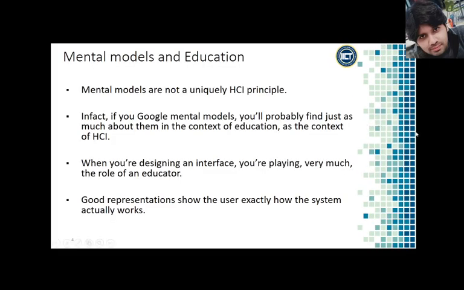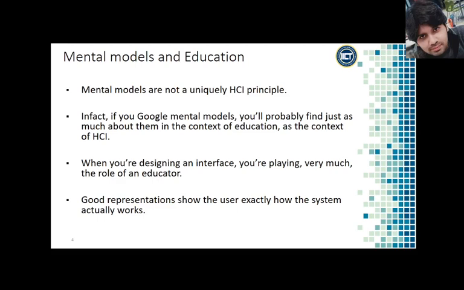Okay, now it's good. So mental model is quite related to education, and I bet that if you just search on Google for mental models, you will probably find just as much about them in the context of education as in the context of human computer interaction. So mental model is not a uniquely HCI principle.